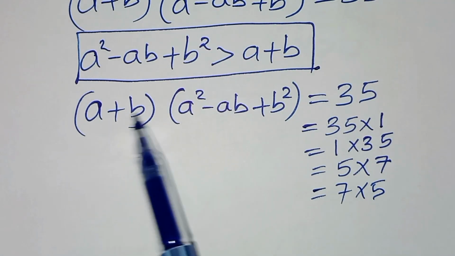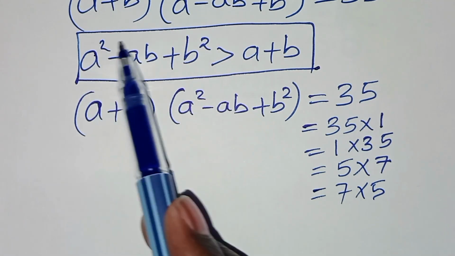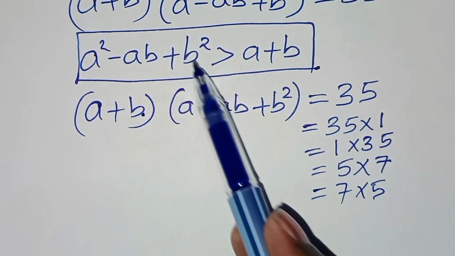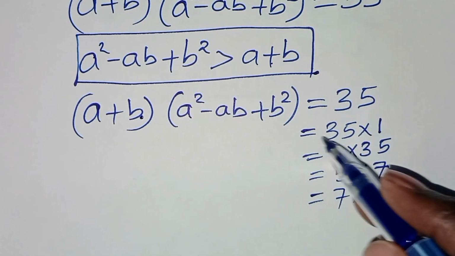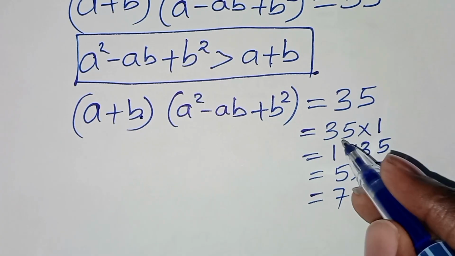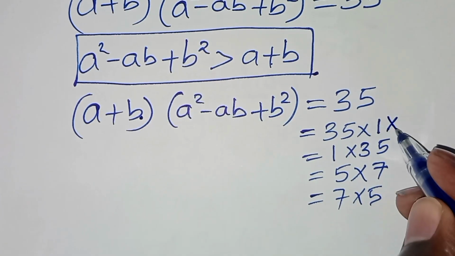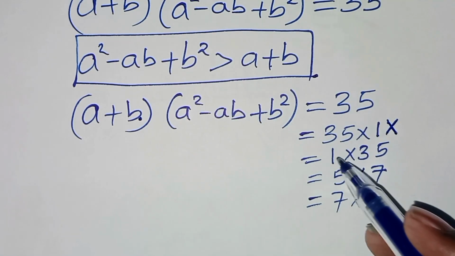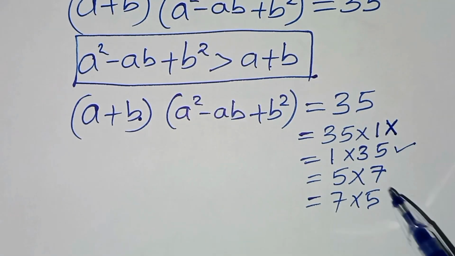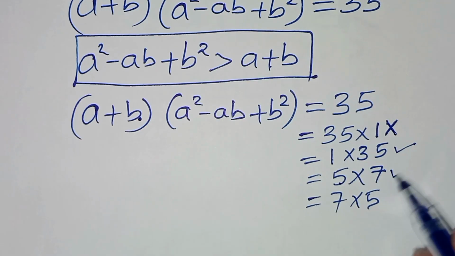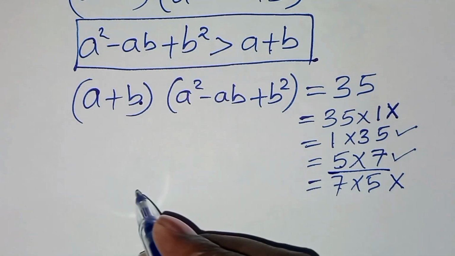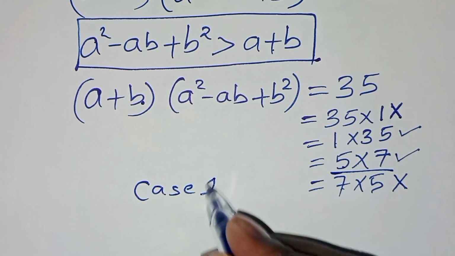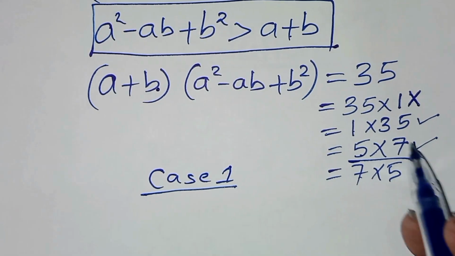And given that a squared minus ab plus b squared is greater than a plus b, from what we have here, 35 times 1 does not satisfy the condition. 1 times 35, this satisfies. Then 5 times 7, also this satisfies. But 7 times 5, this does not satisfy the condition. So let's start with 5 times 7 here.